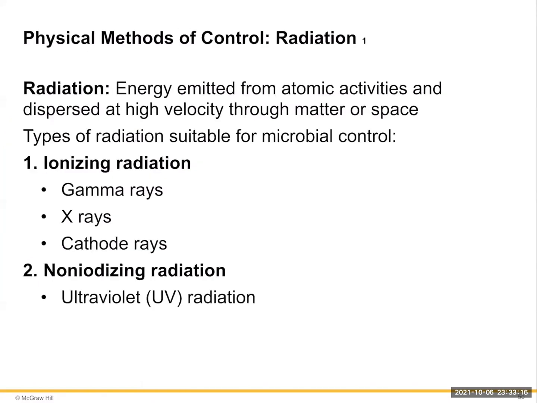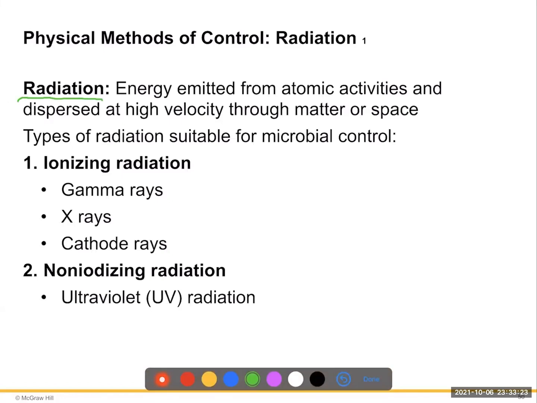Methods to control microbial growth. One way to control it is with radiation. Radiation is energy emitted from atomic activities, dispersed at high velocity through matter or space. So it's like an X-ray beam. It's just a high energy ray, basically.